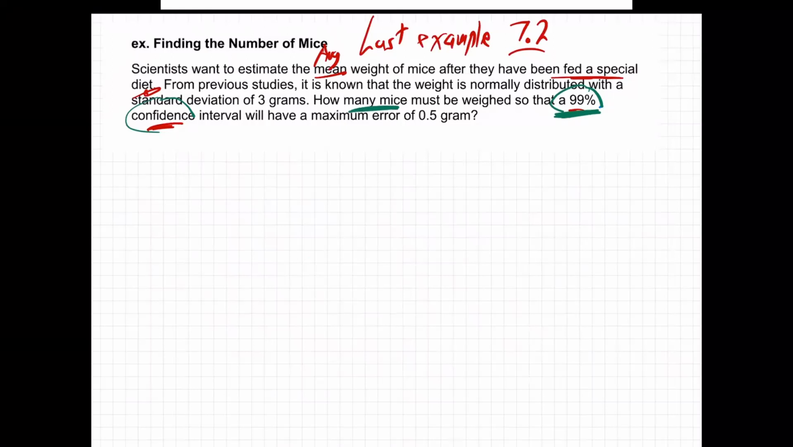That's like, how many people do we have to give the new skin cancer treatment to in order to get the confidence we want with no more error than 0.5 grams? So they want to do this little study on these mice, and they want to become 99% sure about what those mice really weigh after the diet. Maybe this is some special thing that is going to transfer over to human beings. Who knows? Whatever. So how do you know how many you've got to have? 10 mice, 100 mice, 1,000 mice? How many mice do you have to have? Well, there's a formula.